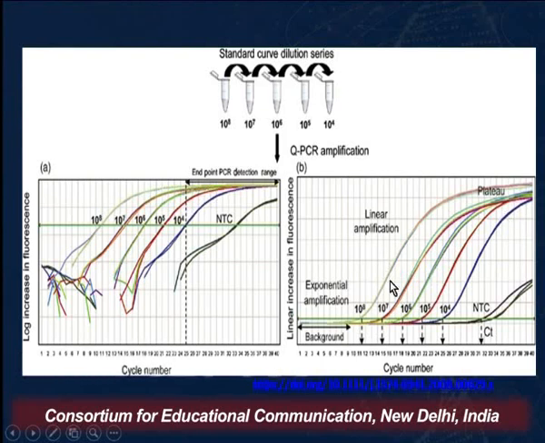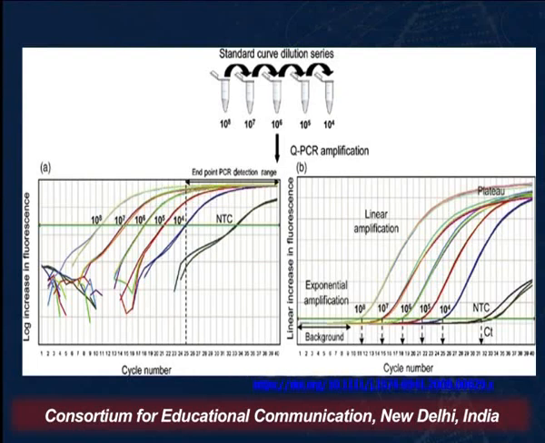Now you can see, when you start with different amounts of template DNA, the CT changes. If you have more template at the start, then the CT, or the threshold, will be reached earlier than if you have a lesser amount of template at the start. So this is what we call quantification. We can actually quantify what amount of DNA was present at the start.